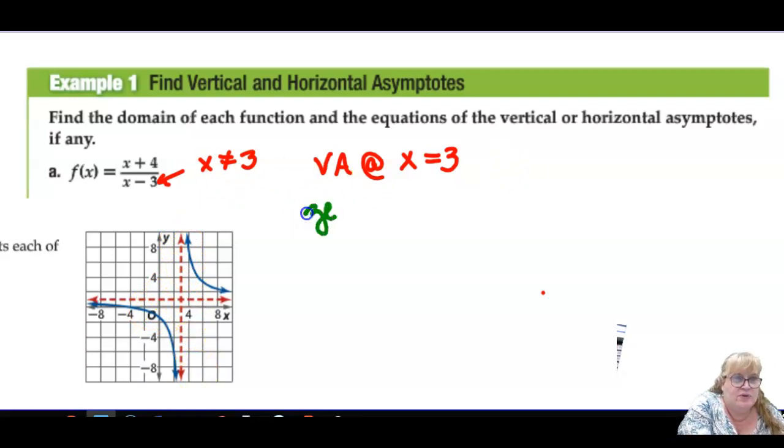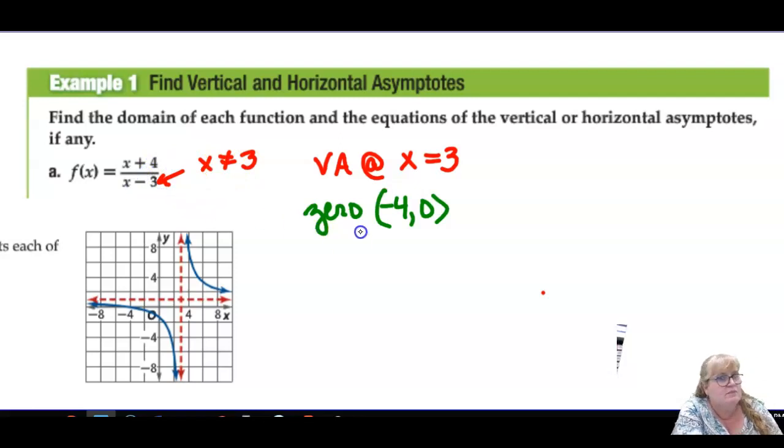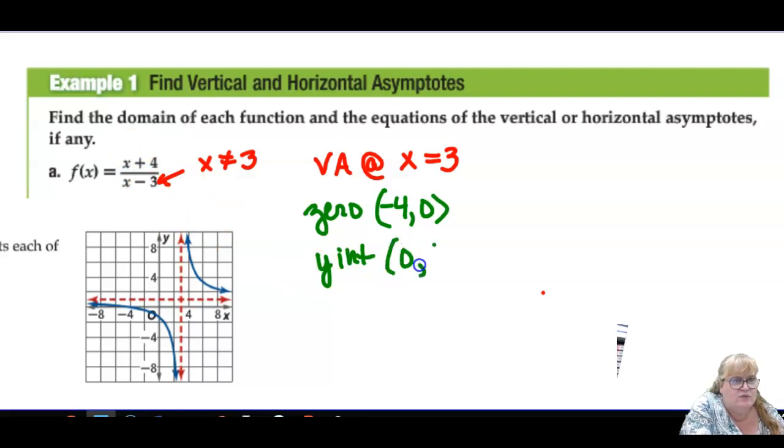There is a 0 when the top is 0, so -4 would make that a 0 on top divided by something, but it would come out 0. And there is a y-intercept when you plug in a 0, so you would get 4 over -3. So it crosses the y down here at -4/3, which is between 0 and -2, okay? Because they're counting by 2s. It crosses the x out here at -4.